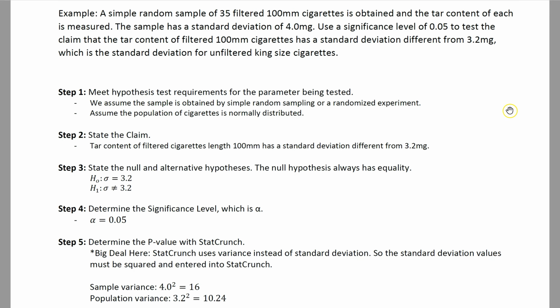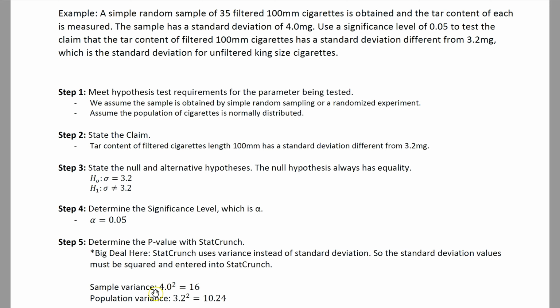The challenging part of conducting a hypothesis test with StatCrunch is that the hypothesis test in StatCrunch has to do with the variance and not the standard deviation. Here we have a sample that has a standard deviation of 4.0 milligrams. Under step 5, I have the note, StatCrunch uses variance instead of standard deviation, so the standard deviation values must be squared and entered into StatCrunch.